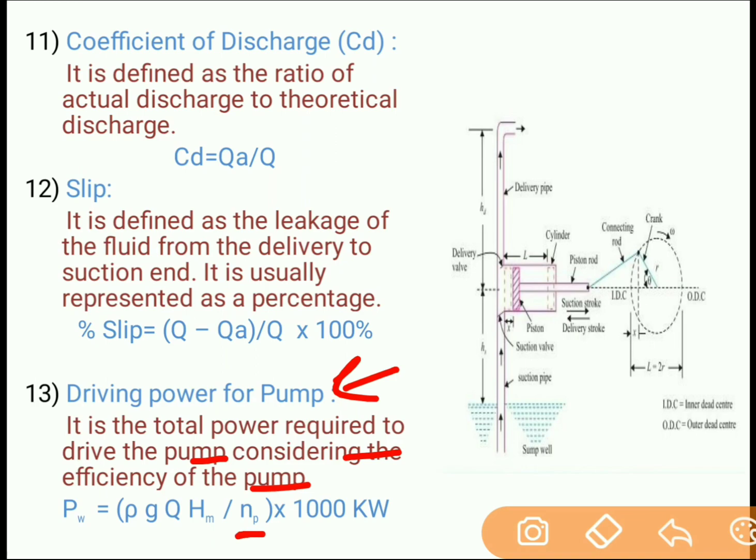So whenever the pump is given and the efficiency of the pump is given, then we need to consider it in the formula of water power. So in that case, water power becomes rho Q g Hm upon ηp, where ηp is nothing but the efficiency of the pump.